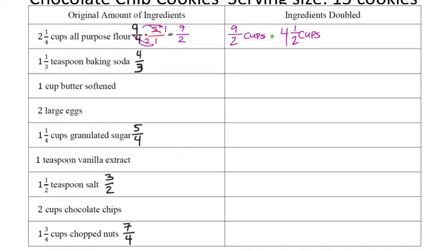So either one of these will work. They are exactly the same value, and both are acceptable because this assignment did not specify if it wanted the answers as mixed numbers or improper fractions. So that's one way to do it, is just to simply multiply it by 2.